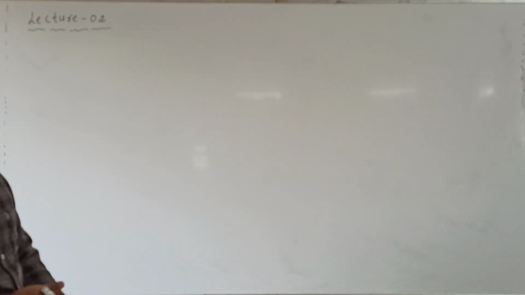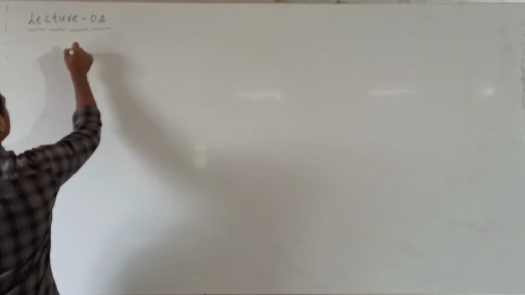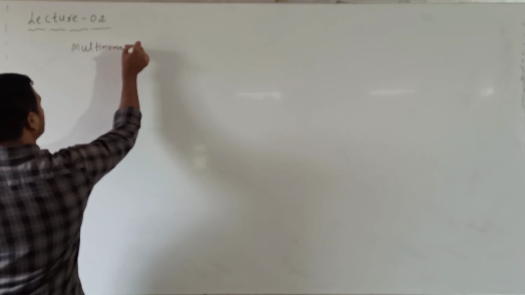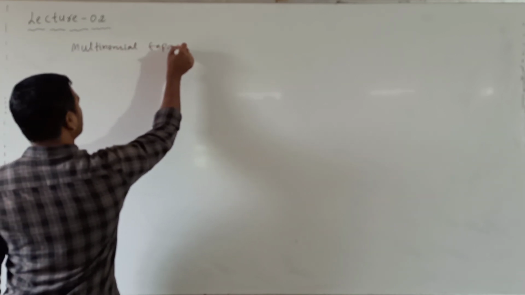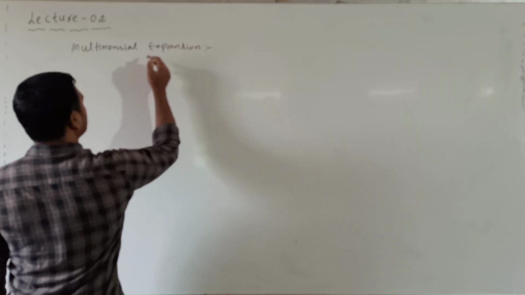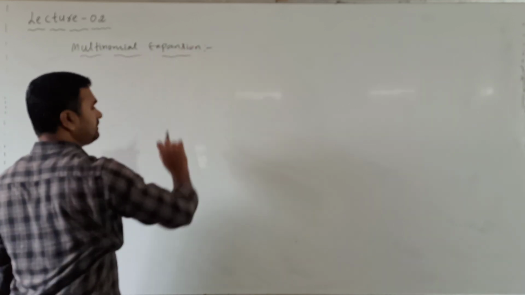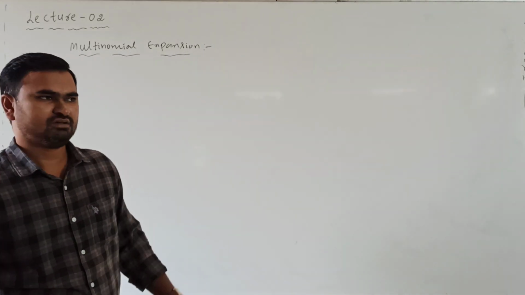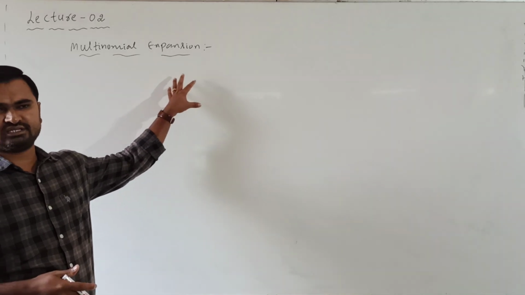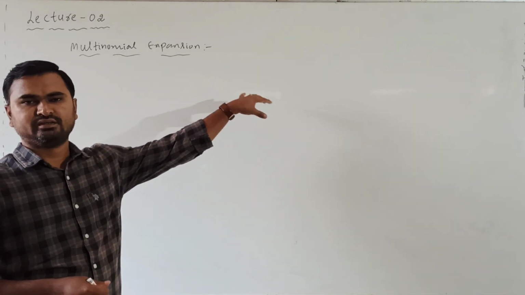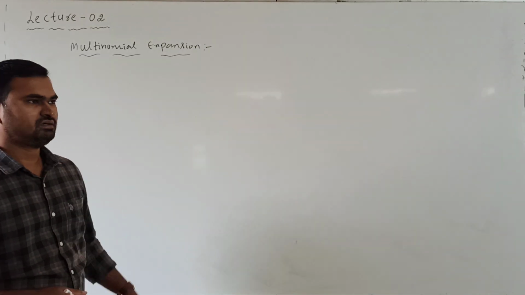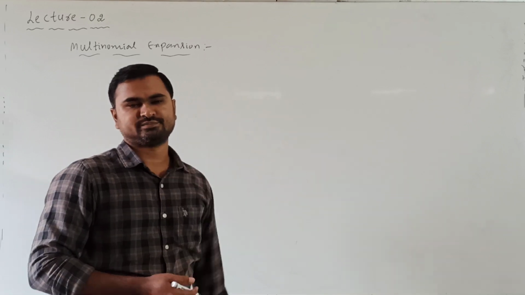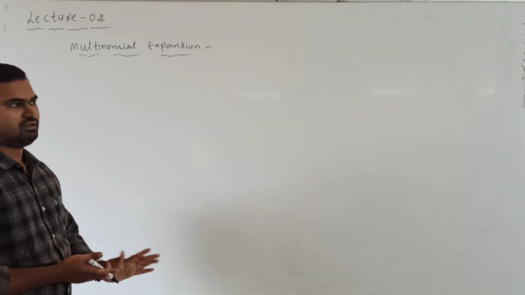Now we see the multinomial expansion. Till now we studied binomial expansion, where we are expanding two terms like a + b or a - b, x + y, x - y. Now we are taking multinomial expansion. When it is more than a two-term expansion, it is called multinomial expansion.